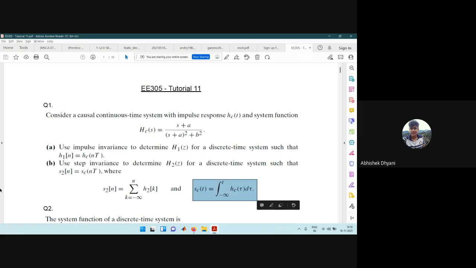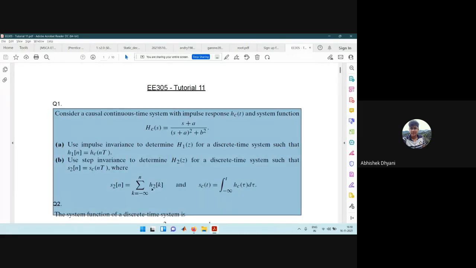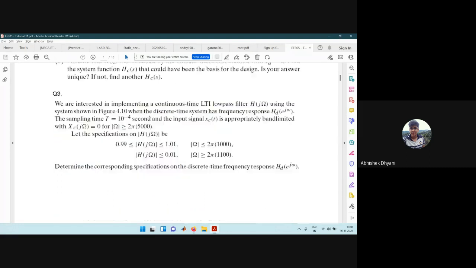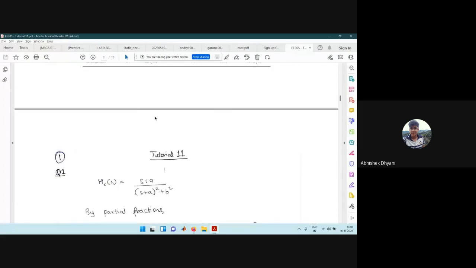And similarly, when we have the corresponding h2[k], which is the sequence corresponding to the impulse response, and we take the summation, because now we are in discrete time, we will get this s2[n] function, which is the step response, but the sequence of it actually. So we will use this to find out H2(z). So again, let's look at this one.